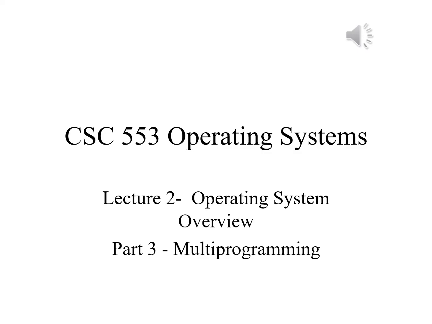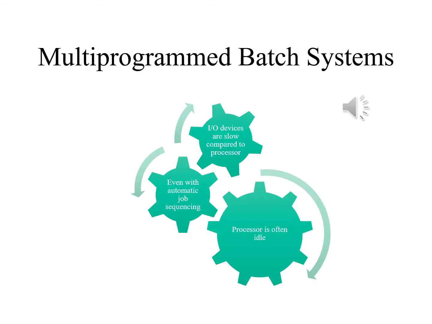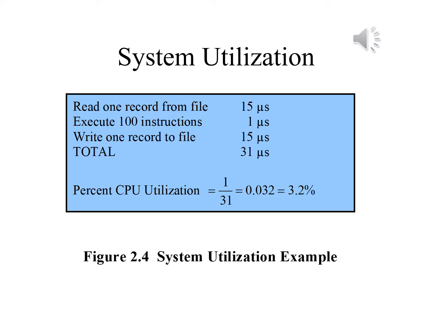In Part 3 of Lecture 2, we will discuss multiprogramming. Even with the automatic job sequencing provided by a simple batch operating system, the processor is often idle. The problem is that input-output devices are slow compared to the processor. The slide details a representative calculation.